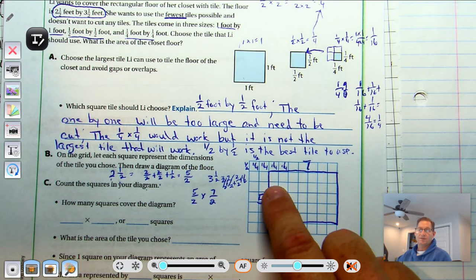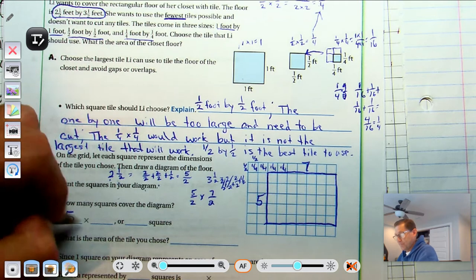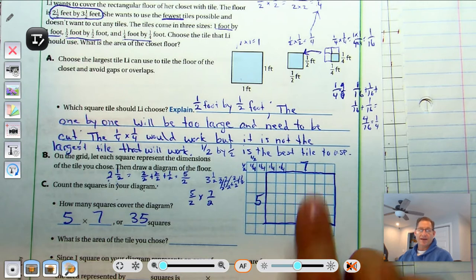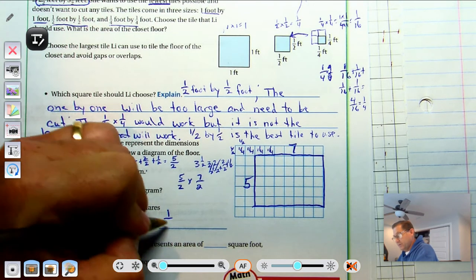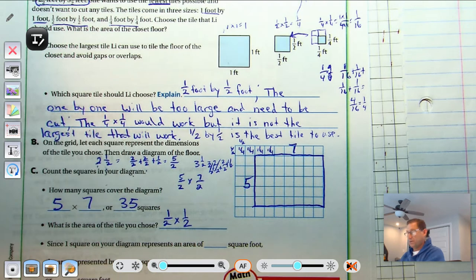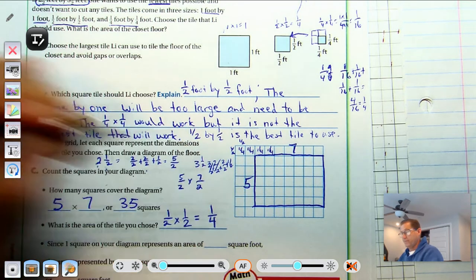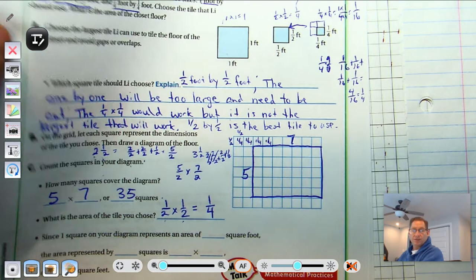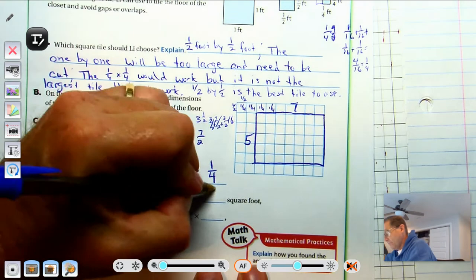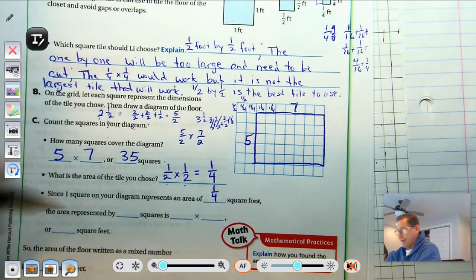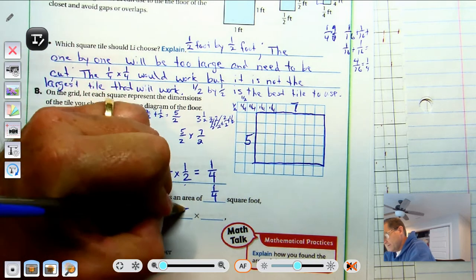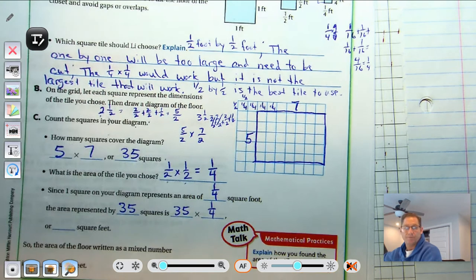Well, how many of these 1/2 by 1/2 square tiles do we have then? We have 5 times 7, or 35 squares. There are 35 squares in here, and each square is 1/2 by 1/2, which equals 1/4. 1 times 1 is 1, 2 times 2 is 4. So since one square on your diagram represents an area of 1/4, then that area is represented by 35 squares, which is 35 times 1/4.